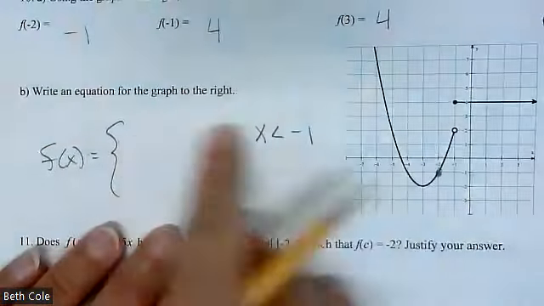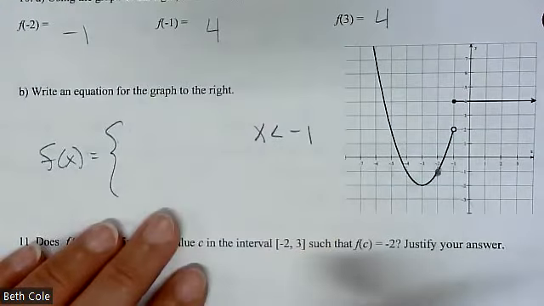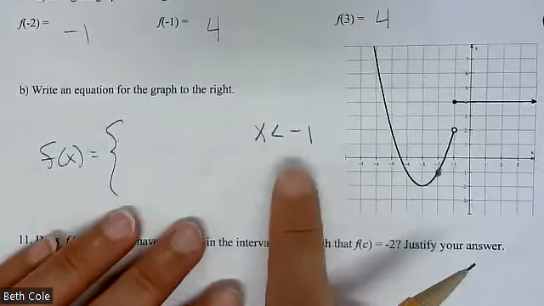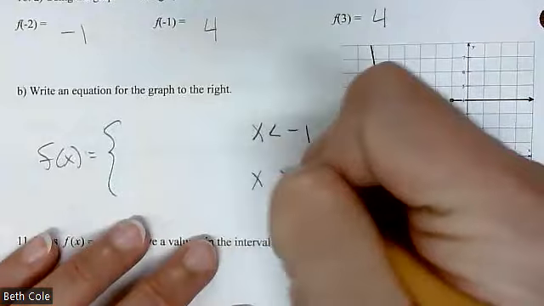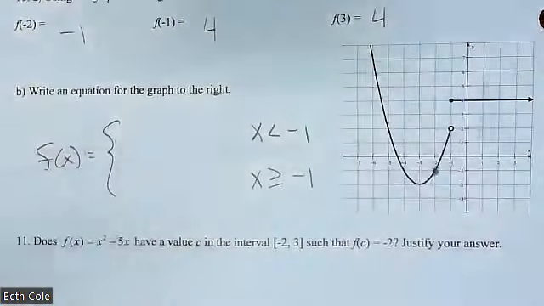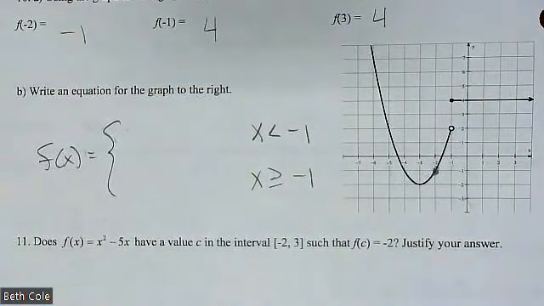Good. The first piece, you want x less than -1. Just leave like a space. We'll fill that in. And then the other piece, we want it to say x greater than or equal to -1. And do you see how I put the equal to where the filled in circle is? Okay, do that first. Then go back and write your equations.